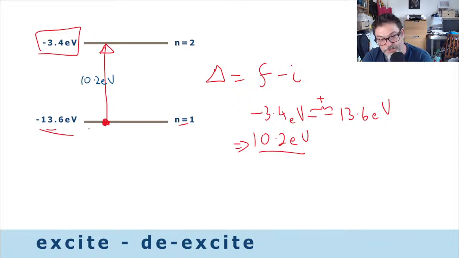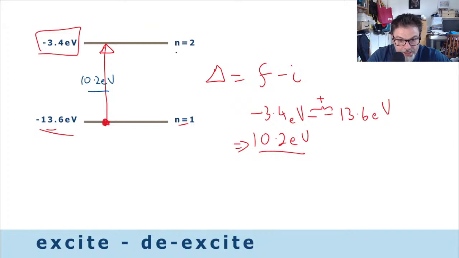If you try and give it 10.1 electron volts, it's not going to happen. It's not going to go up like to here and just stop. It doesn't happen. It just stays fixed. So it has to be exactly 10.2. Right. Now, a moment later, now how long is that moment? Well, that's a good question. It's not very long, to be honest.